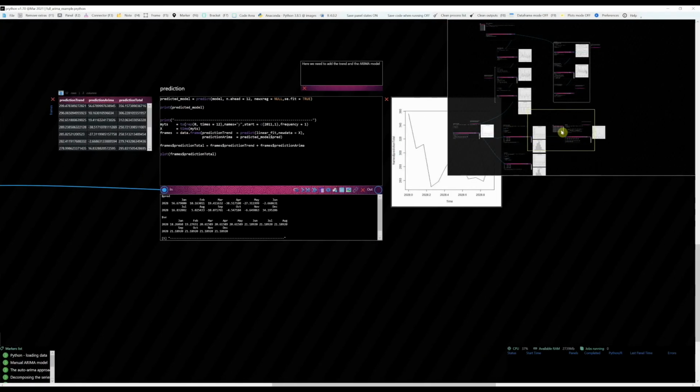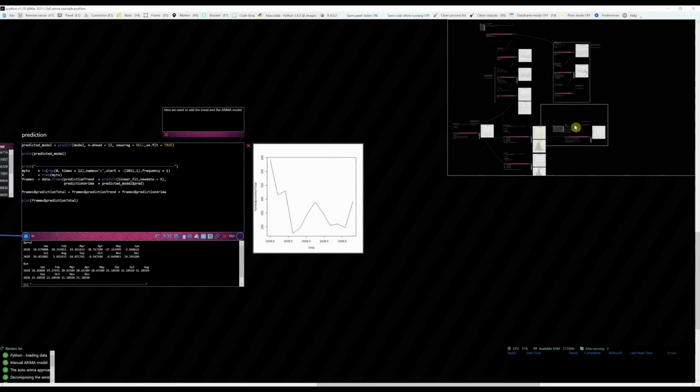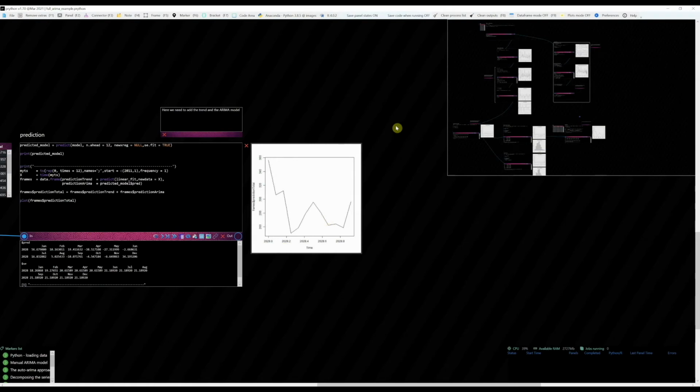We call the predict function and we pass the model. The only difficulty is adding the predictions for the trend. Remember that we had previously discarded the trend, so we need to add it back. This is simple. I just create an extension to my original dataset and it's finished. I created a data frame here to show you the trend plus the ARIMA prediction and the combined total.